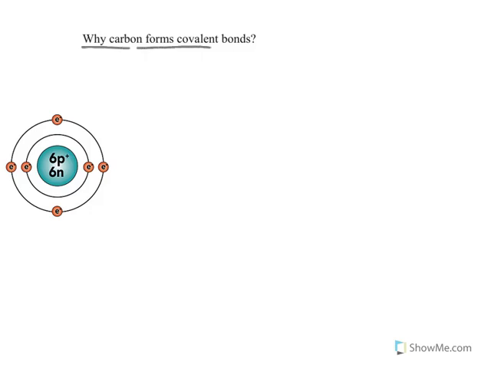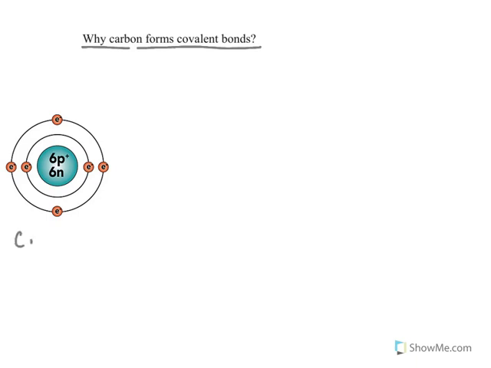Why does carbon form covalent bonds? To answer this question, let us first learn about the carbon atom. Now you know every atom has three particles: the protons, electrons and the neutrons.